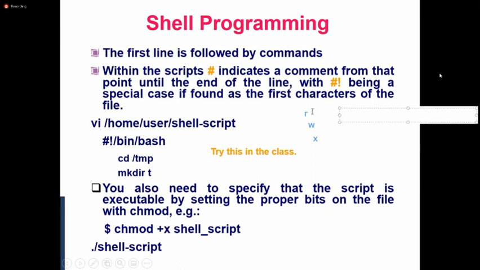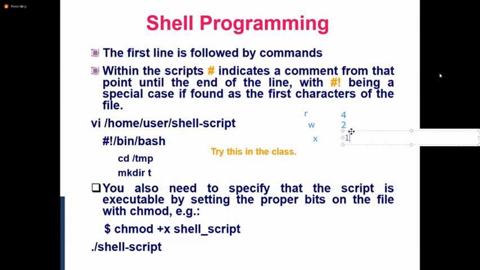What is the value for R? 7. Oh no, that is the addition of all three. R is 4, sir. Right, correct. W? W is 2. Right. Then X? X is 1. Right, so it's very easy to remember, right? So it's 1, 2, 4.